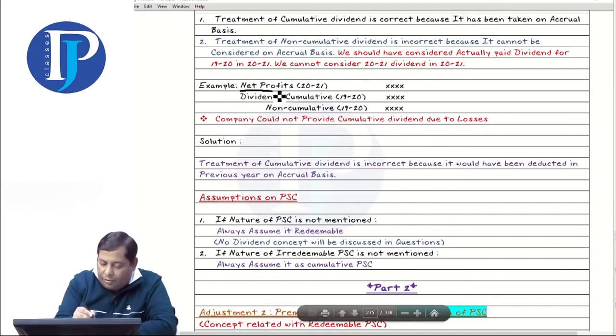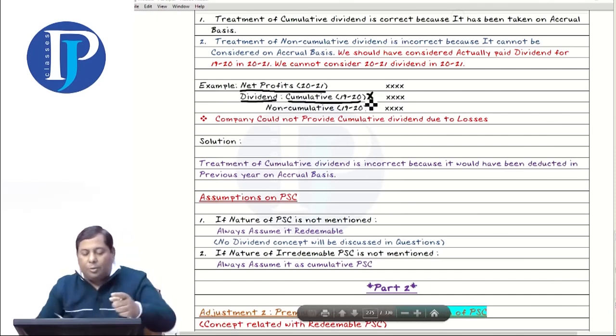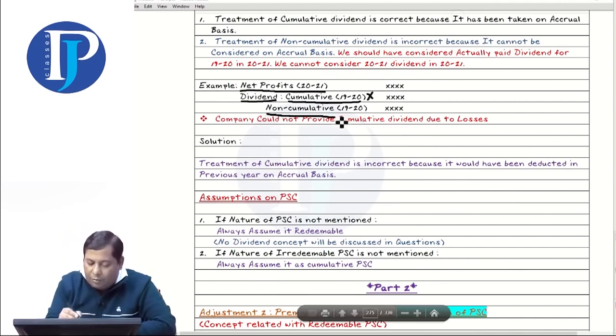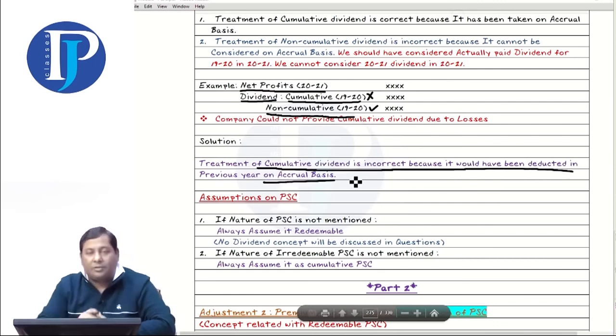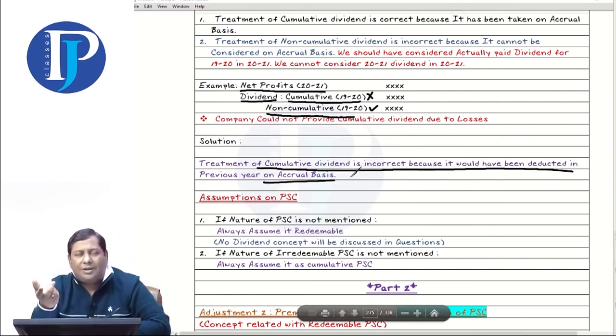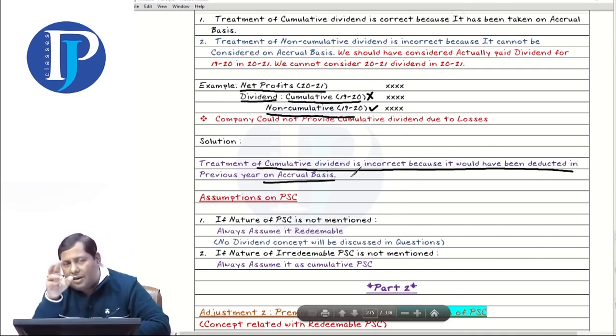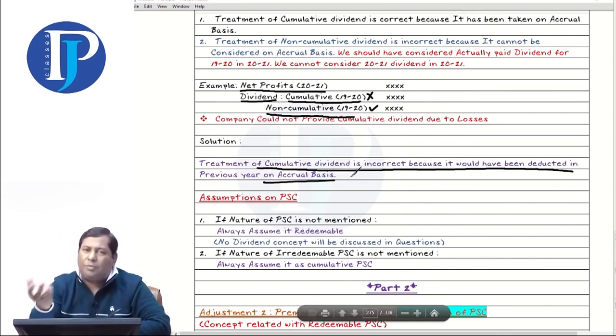The net profit is given for 2021, then dividend will be less, right? Cumulative is wrong. Cumulative should be 2021 on accrual basis. Non-cumulative is correct at 1920. Last year's will go this year as it is on cash basis. Treatment of cumulative dividend is wrong as it would be deducted on accrual basis. It should have been on accrual basis. These two examples are based on the concept we discussed earlier. All the concepts are there in the notes.